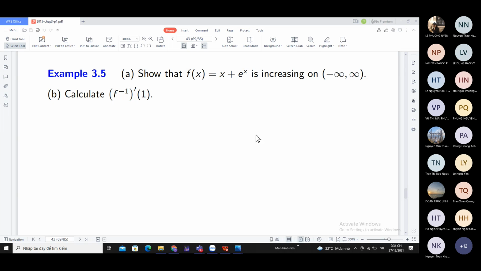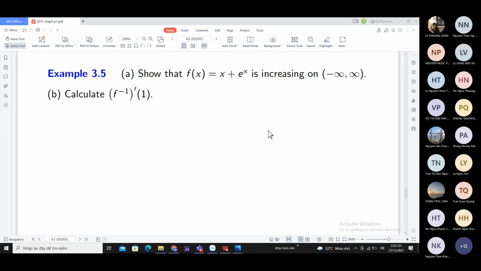It's easy, right? How to prove it? We just show that f prime of x is positive for all x in the interval (minus infinity, infinity), right? Clearly, f prime of x gives you 1 plus e to the x. It's always positive, right? So question A is so easy. Just show that f prime of x is positive for any x.